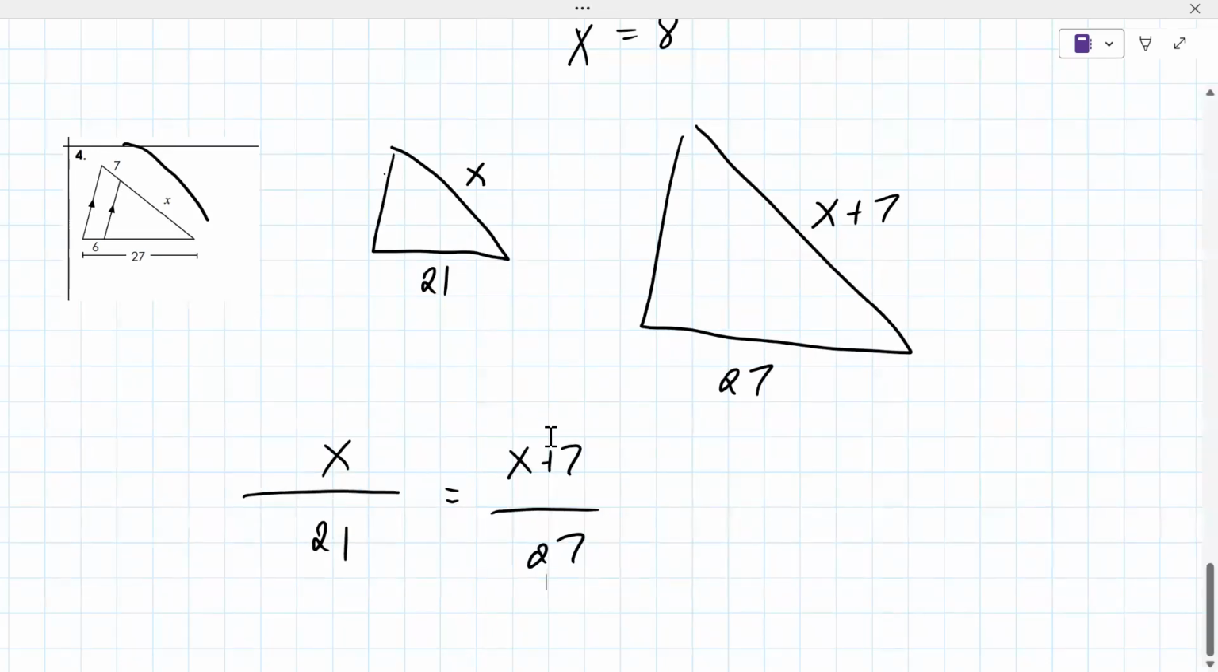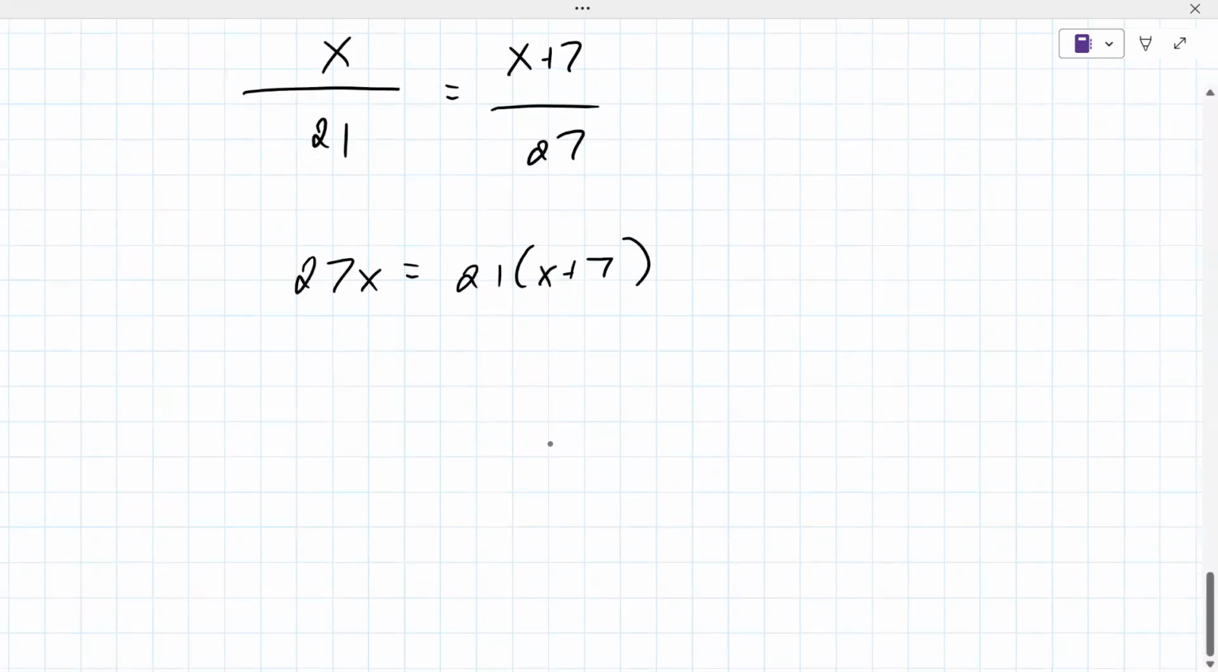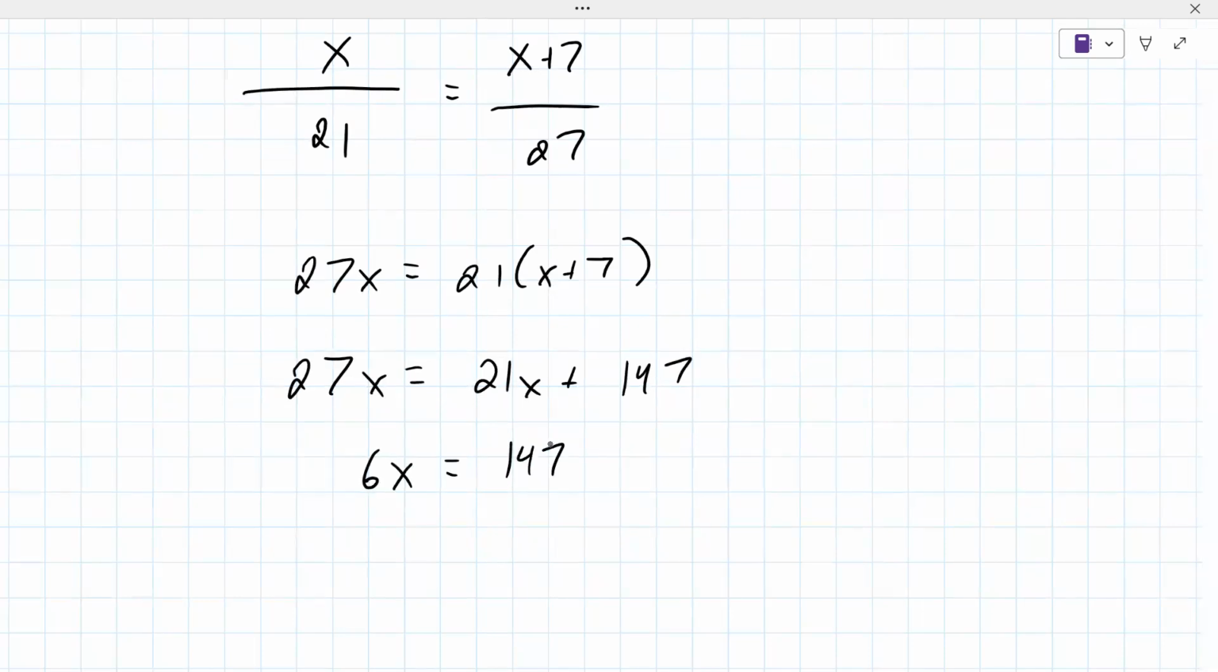And then you can cross multiply here. 27x equals 21 times x plus 7. 27x equals 21x plus 147. 6x equals 147. And I guess that worked. No, it does not work. You end up getting 49 over 2, which is 24.5.